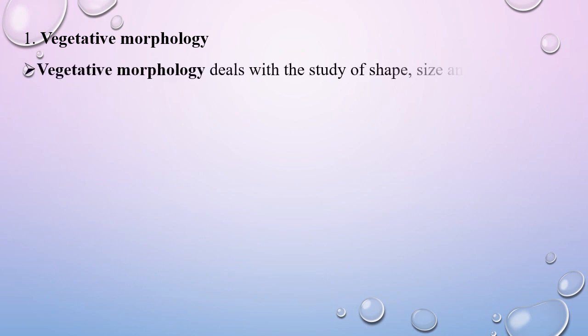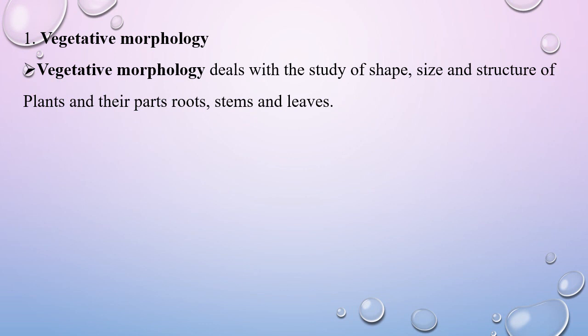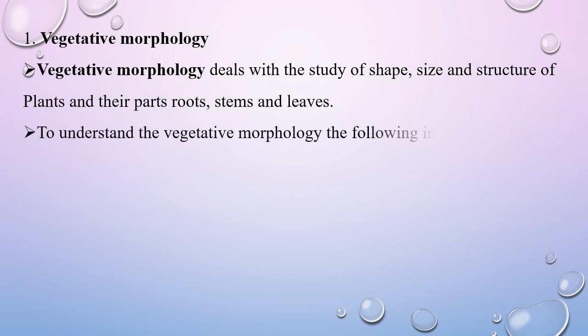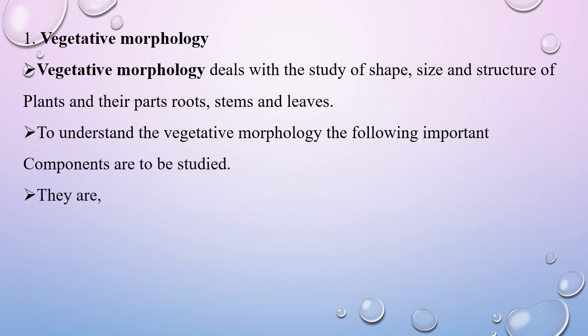What is vegetative morphology? It deals with the study of shape, size, and structure of plants and their parts like roots, stems, and leaves. If we want to understand morphology well, we should know the important components: habit, habitat, and lifespan. Based on the general characteristics, the first we are going to see under vegetative morphology is habit.